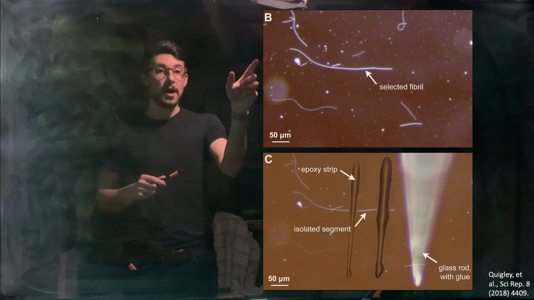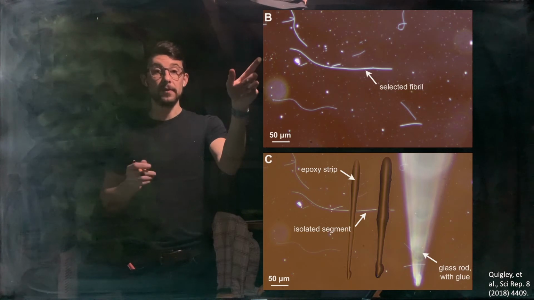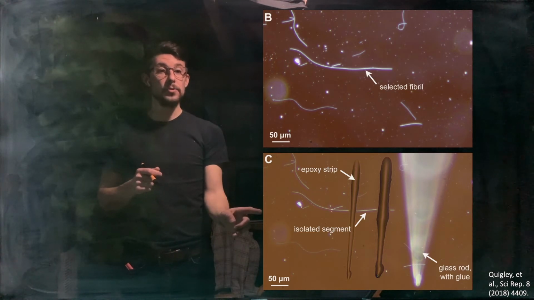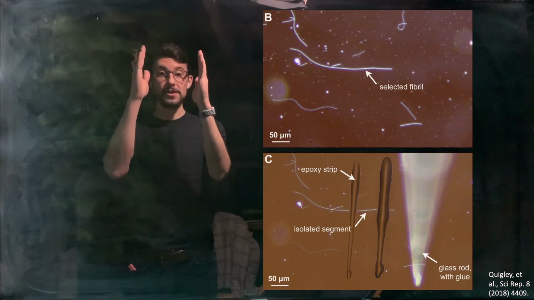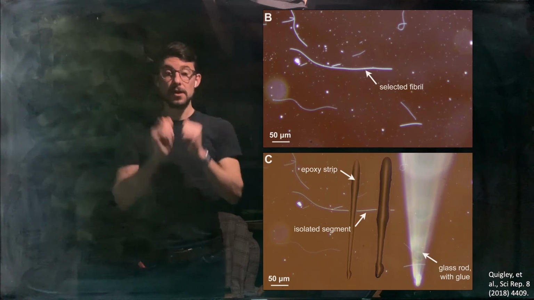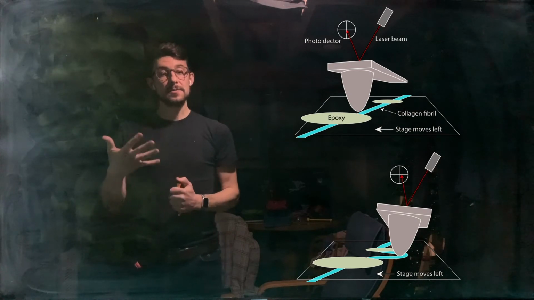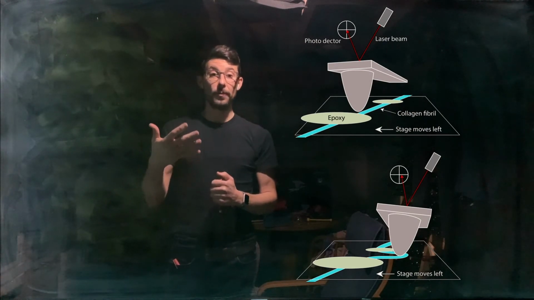So Andrew extracted single collagen fibrils from these flexor and extensor tendons, and you can see one collagen fibril here. And then he glued them onto a glass dish using two epoxy strips, isolating a segment of the fibril in between those two epoxy strips that mechanical experiments could then be done on. And he did his mechanical manipulations using an atomic force microscope, an AFM.